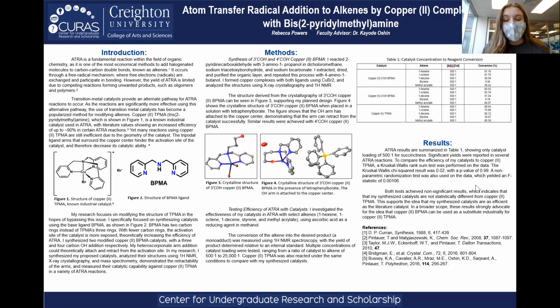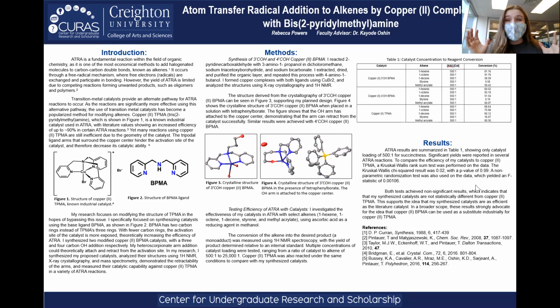So my research with Dr. Coyote Oshin really focuses on how can we make catalysts based on TPMA that are even more efficient. And so that's going to be what I'm going to talk to you a little bit about today. So TPMA is known as a transition metal catalyst, which means we have a metal center and surrounding it are these big carbon rings. And for TPMA specifically, there are 3 carbon rings that have a copper center for copper 2 TPMA.